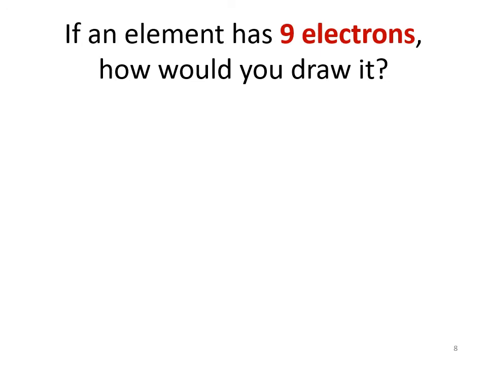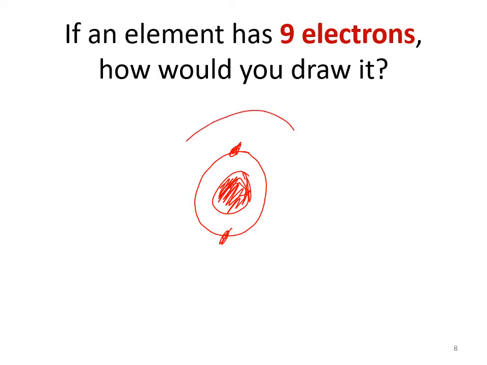So, if an element has 9 electrons, how would you draw it? Well, the first thing we would do, we're not worrying about the nucleus right now, so we'll just color that in. Now, the first ring can have a maximum of how many electrons? Well, 1, 2. 2 electrons in the first ring. And then we would make the second one, and we would keep counting up until we hit 9.